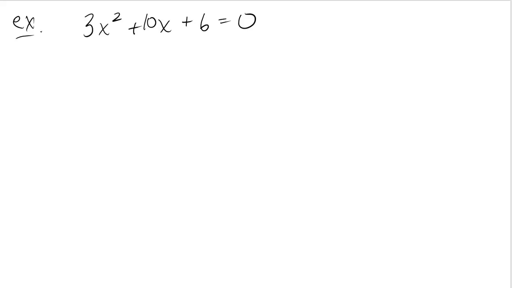So in our first example, the quadratic formula is the best way to go. It says 3x squared plus 10x plus 6 equals 0. Now my first thought would be to try factoring here. So I would try factoring first. And let's see, I do 3x times x to get the 3x squared.